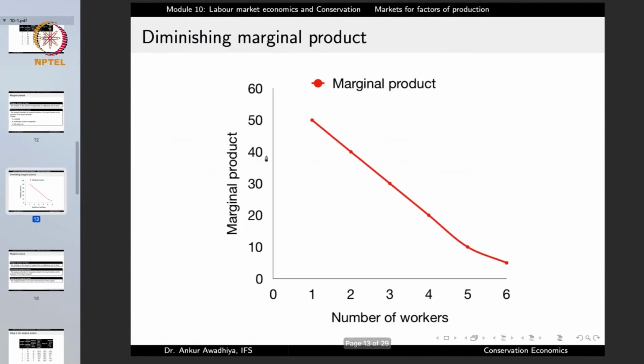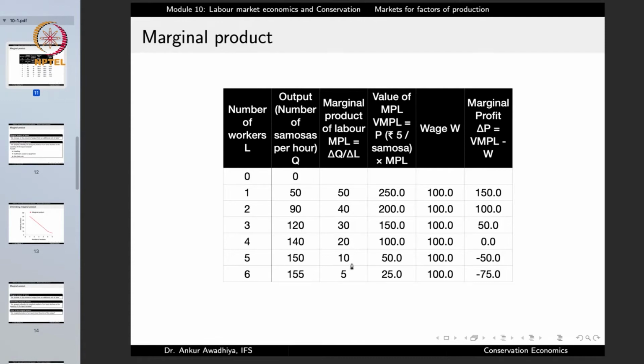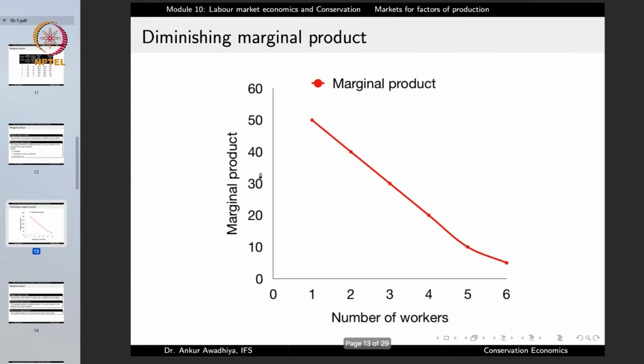And if we plot the marginal product, we observe that in the first case, the marginal product was 50, then 40, then 30, then 20. So it is decreasing with an increase in the number of workers. So this is showing us the law of diminishing marginal product.